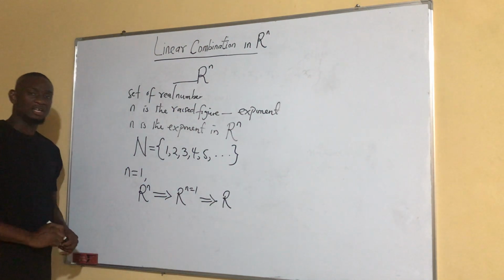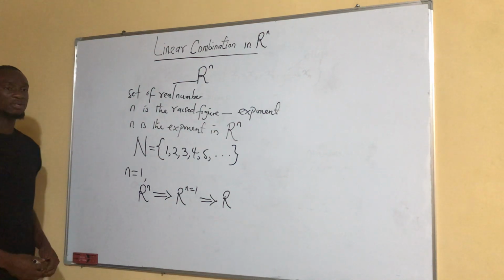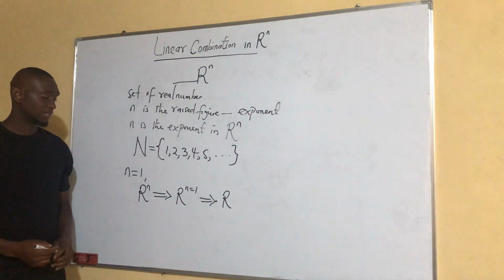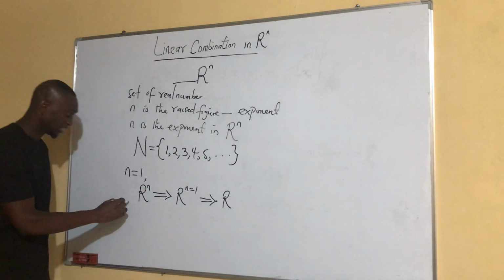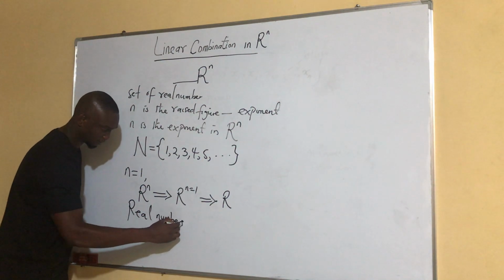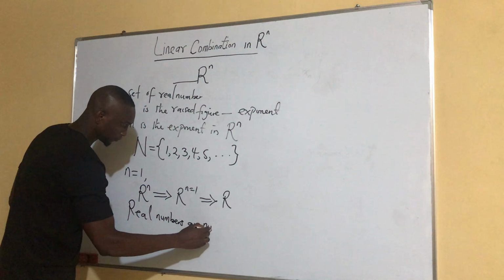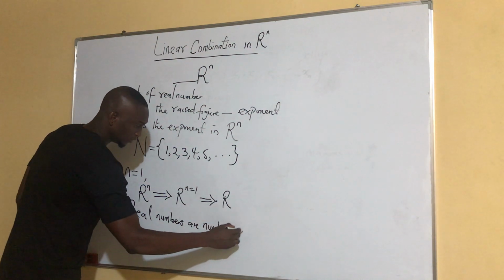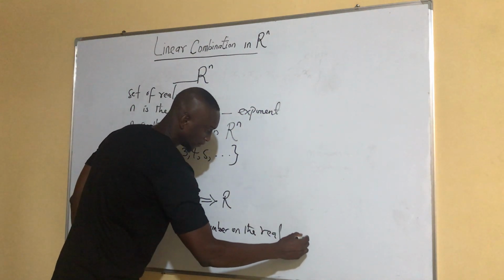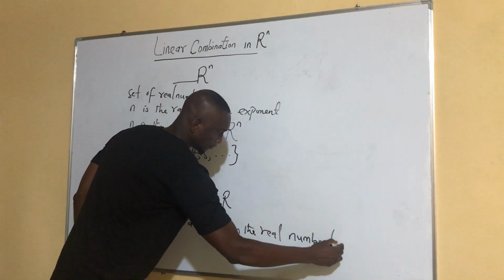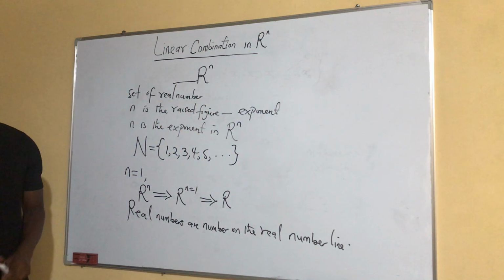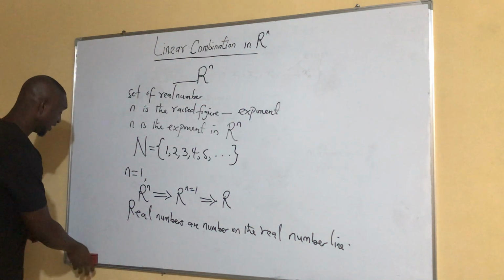Now, what are real numbers? Real numbers are numbers that are on the number line. Real numbers are numbers on the real number line. And we must understand that real numbers fill a line. They fill a line.